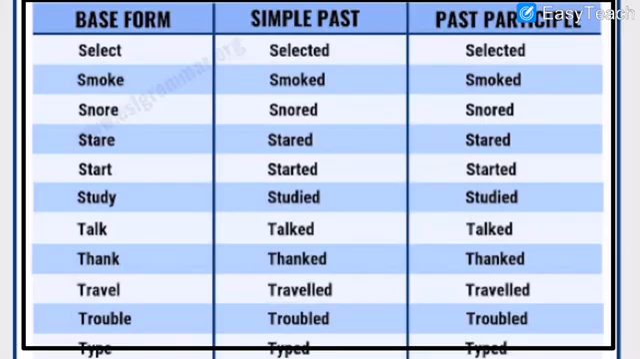I will again read this table and then I will just display the grammar textbook from which we are going to start chapter number 8. So even those who don't have the textbook, they don't have to worry about this. Select, selected, selected. Smoke, smoked, smoked. Snore, snored, snored. Stare, stared, stared.